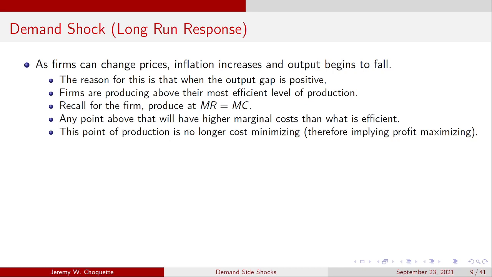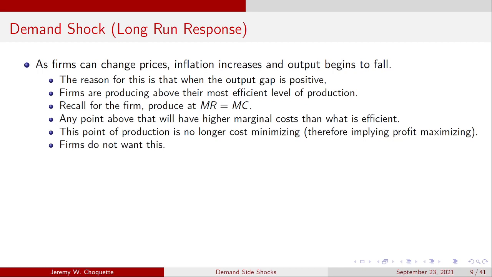Because anything above the output level where marginal revenue equals marginal cost is a point of production that's no longer cost minimizing. Now remember, when you minimize costs, you are therefore implying profit maximization. But profit maximization does not necessarily imply cost minimization. So a lot of times it's good to do a cost minimization problem. Therefore, you can imply a profit maximization problem, but whatever.